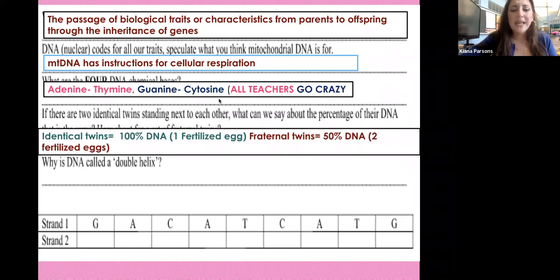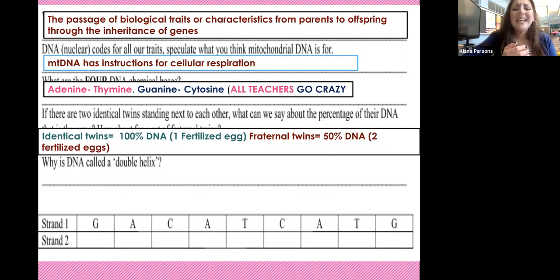Identical twins would have 100% the same DNA. They are coming from one fertilized egg or one zygote that's split into 2. Whereas fraternal twins are no more related than any other 2 siblings. They could have anywhere from 25 to 75 to even 100% in very rare cases, but most likely, just like regular siblings, they share about 50% of their DNA because they come from 2 different fertilized eggs.